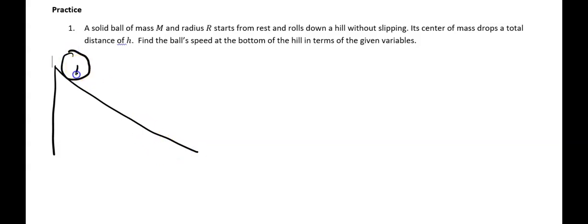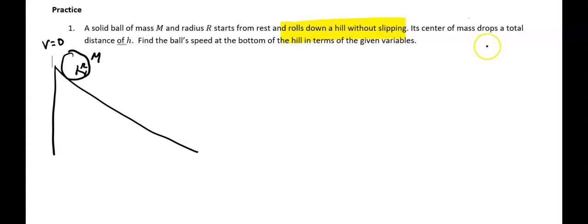Okay, so let's go ahead and look at this problem together. We have a solid ball. Okay, let's go ahead and draw it. Of mass m and radius r, it starts from rest and rolls down a hill without slipping. Okay, that's going to be key right here: rolls down a hill without slipping. That means we are dealing with perfect rolling motion.